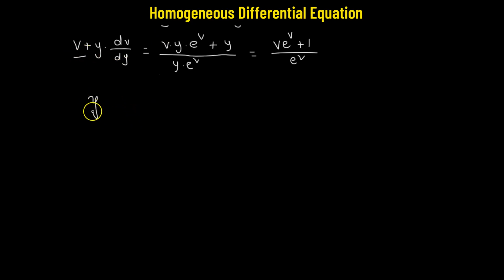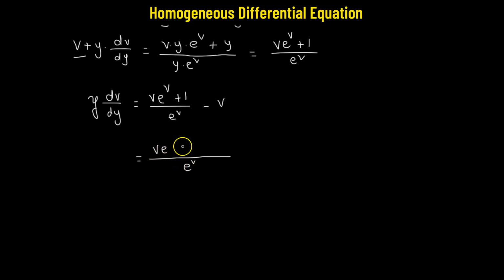Now let us take the v from the left hand side to the right hand side. So we will be left with y times dv over dy on the left hand side, and on the right hand side we have v times e raised to the power of v plus 1 over e raised to the power of v, minus v. We'll combine these two terms. This will be e raised to the power of v in the denominator, and in the numerator we have v times e raised to the power of v plus 1 minus v times e raised to the power of v.